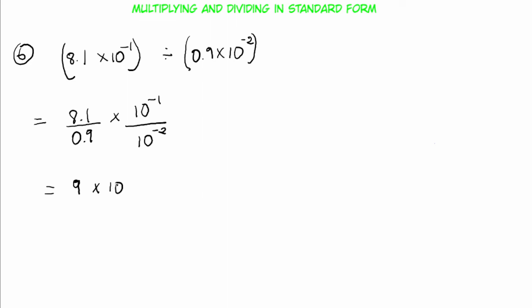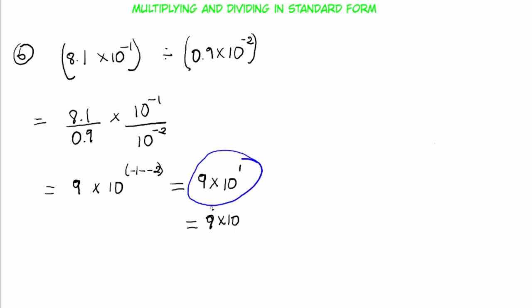Multiplied by 10 raised to the negative 1 power minus negative 2. Remember, two negatives here would make a positive, so it would be negative 1 plus 2, which would leave us with 9 times 10 raised to the first power, which is also 9 times 10. And here we have our final answer.